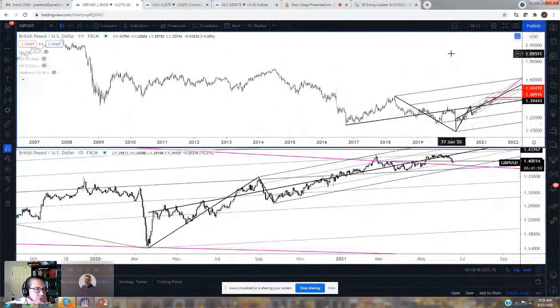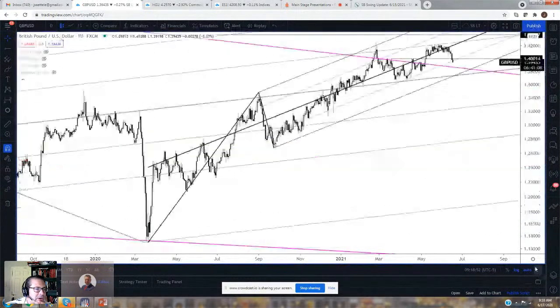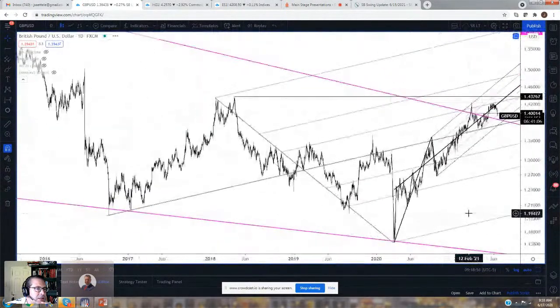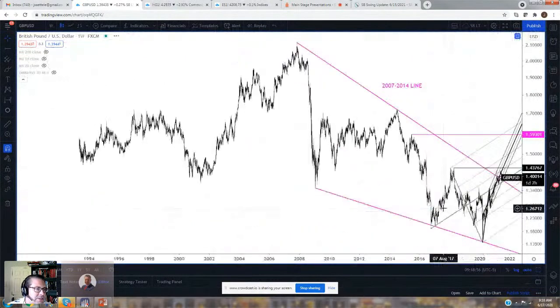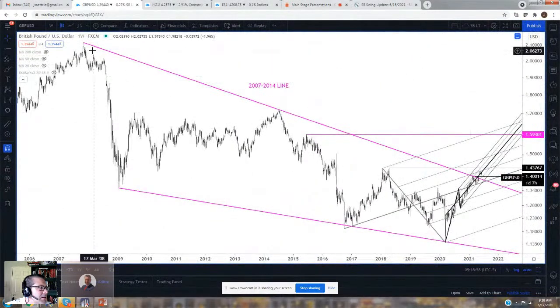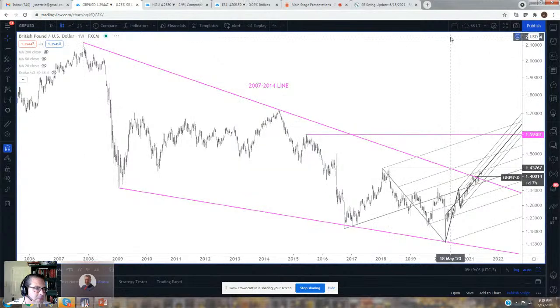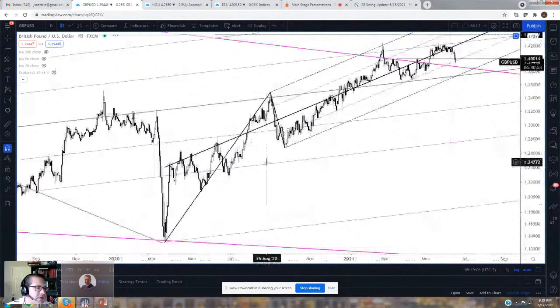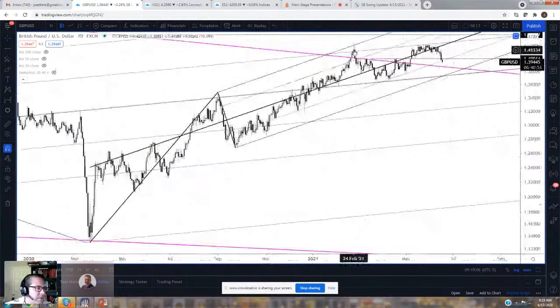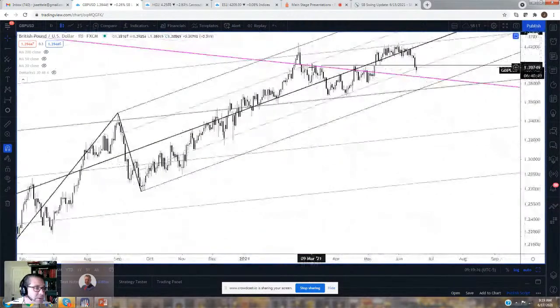So we're actually coming up on a really big spot for the pound. And sorry, this is a little messy, but if you look at this 2007-2014 line, right? We zoom into it. We spiked up through there in February. It was resistance. We went back through it. We're getting very close. So that's going to be like 38.70.